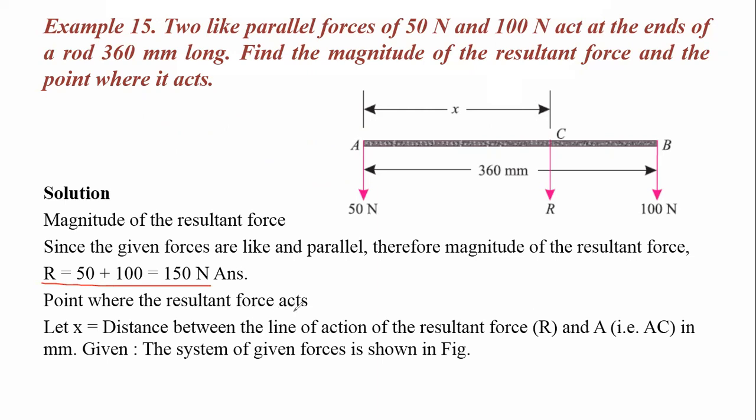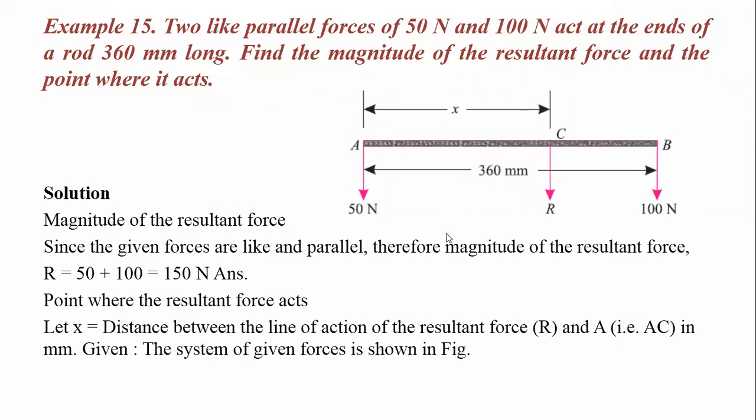Now the point where the resultant force acts. Let us say X is the distance between the line of action of the resultant R and A in millimeter. From this given force system, let us locate this distance X that we have to find out. Now, how to find out this resultant?